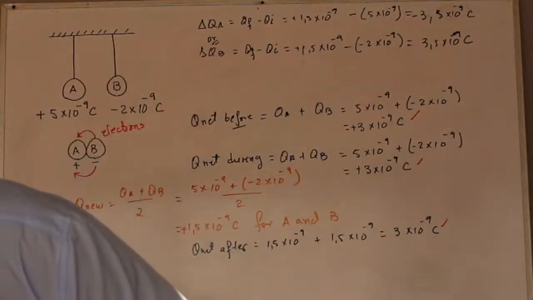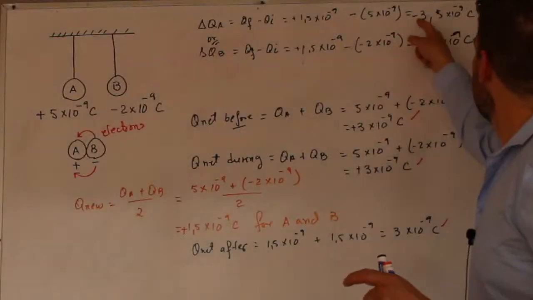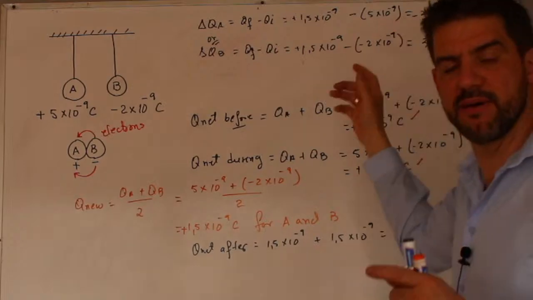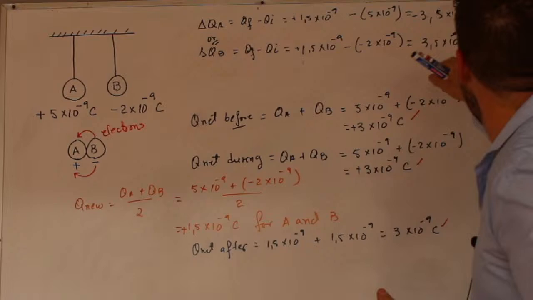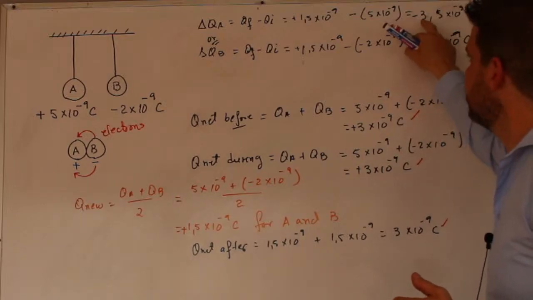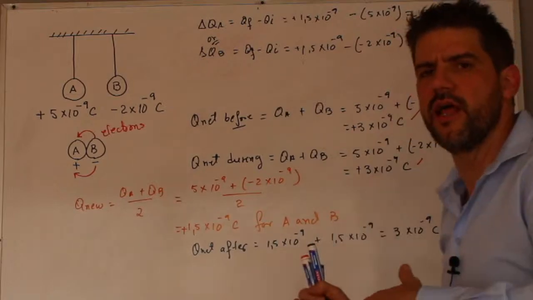So I hope that is clear. Let me see. Are you with me, guys? Still? So 3,5. One is positive, one is negative, but it's the same value because both of them change at the same time. So this one is negative because that one gains electrons. This one is positive because that one loses the electron.